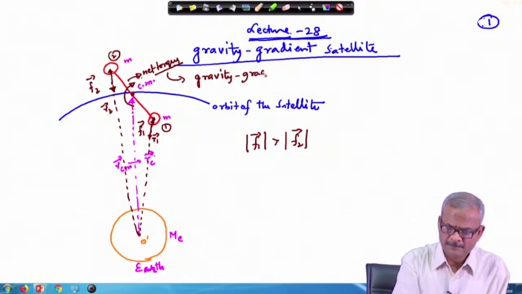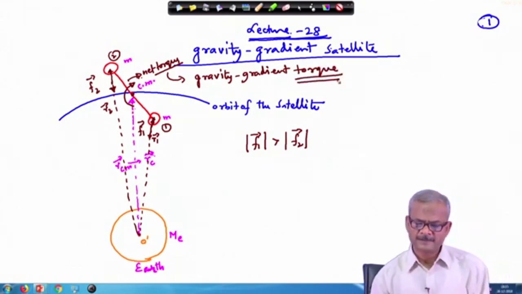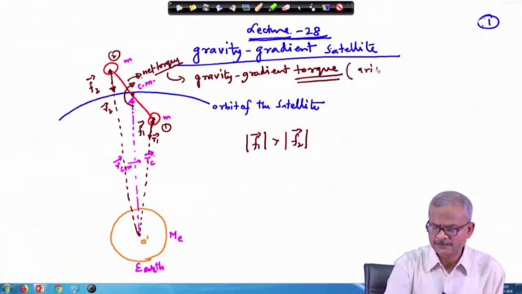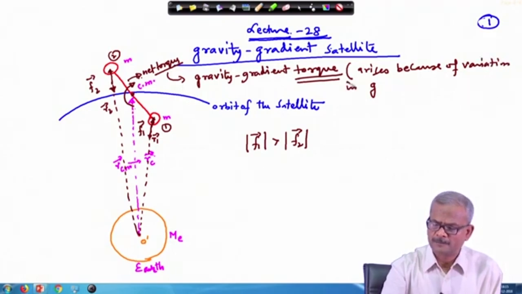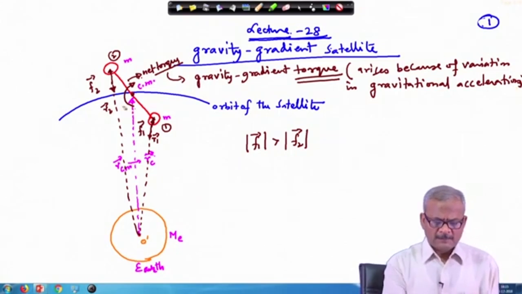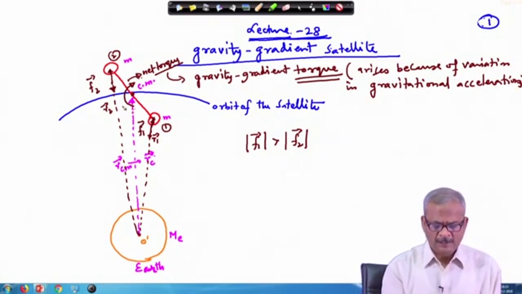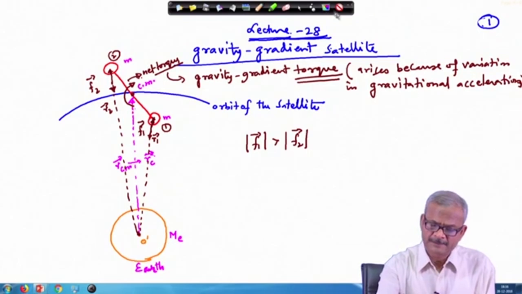Gravity gradient torque means this torque arises because of variation in the gravitational acceleration. So, this simple figure says how your satellite can get affected because of the gravitational pull of the Earth.